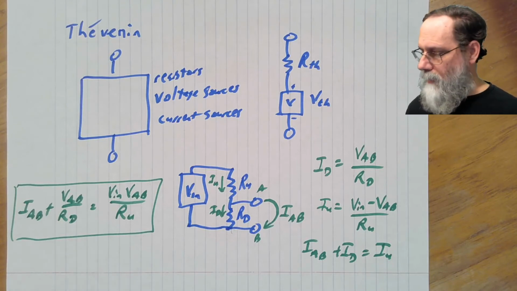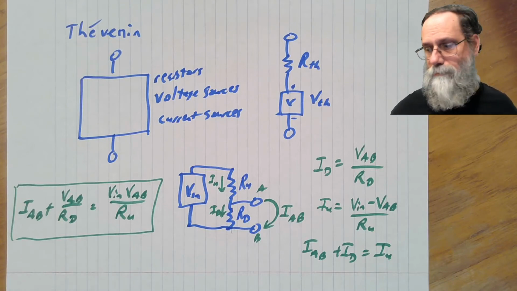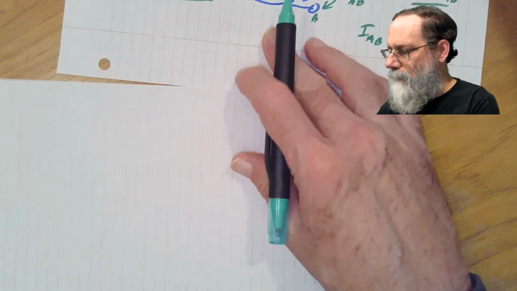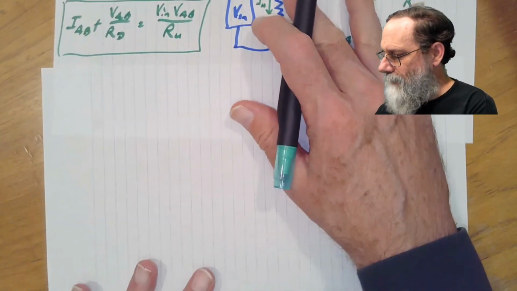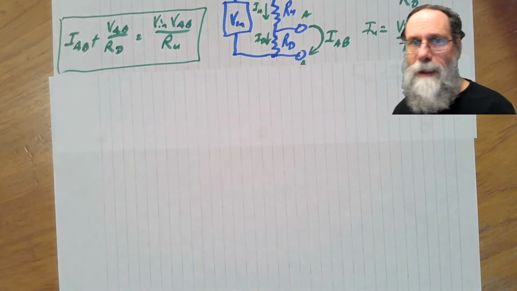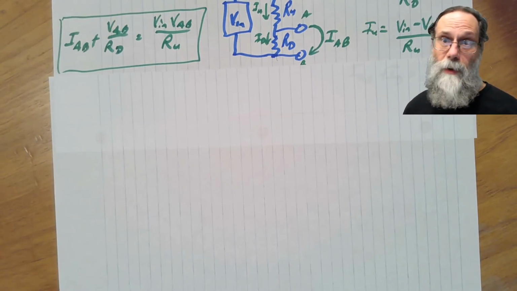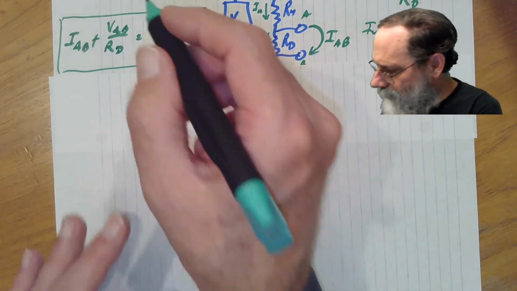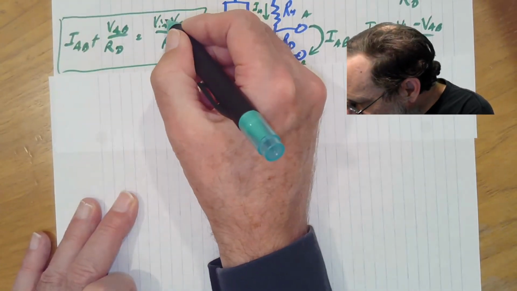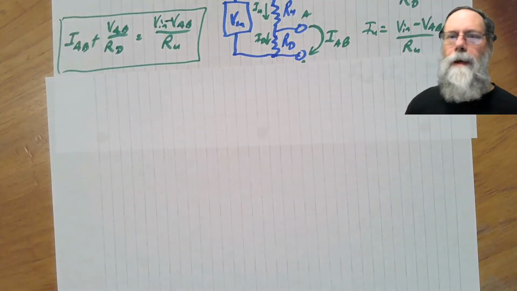So let's try rearranging that a little bit. See if I can get that still on my screen. All right, so first thing we want to do is we've got VAB on both sides of the equations. And that's not Vn times VAB, that's Vn minus VAB. Sloppy writing there.